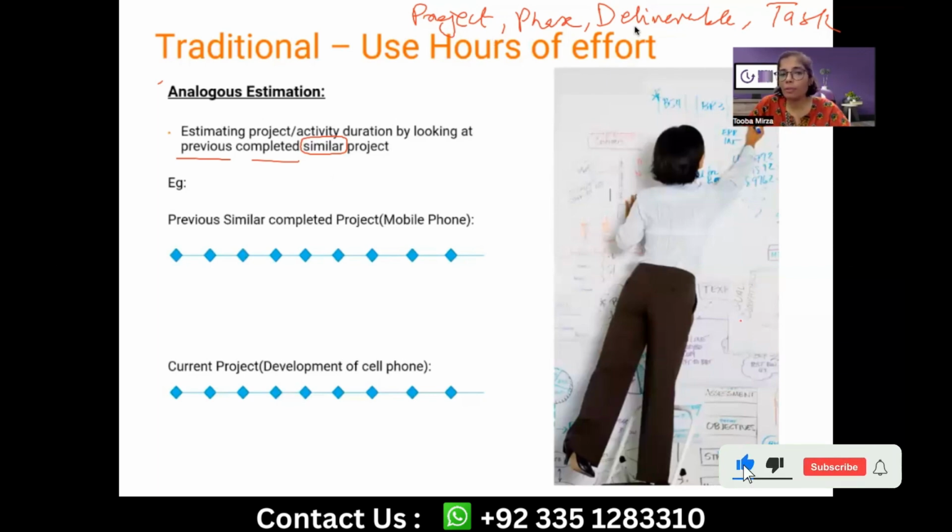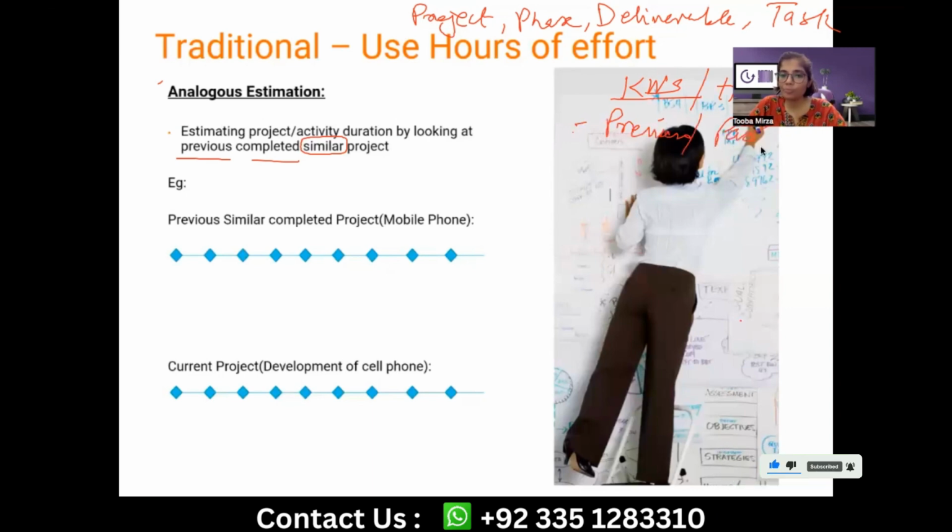From the exam perspective, some keywords may help you in understanding that they are talking about analogous estimation, because they are not going to say it right away. Right? They are going to give you some hints. So the keywords or the hints for the exam for analogous: if you are seeing the keyword as previous or past, if you are seeing the keyword as similar, if you are seeing the keyword as completed, which is very important.